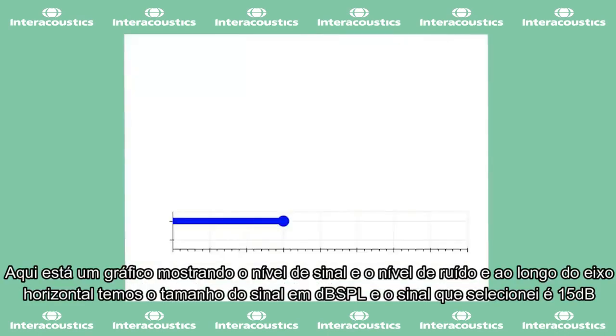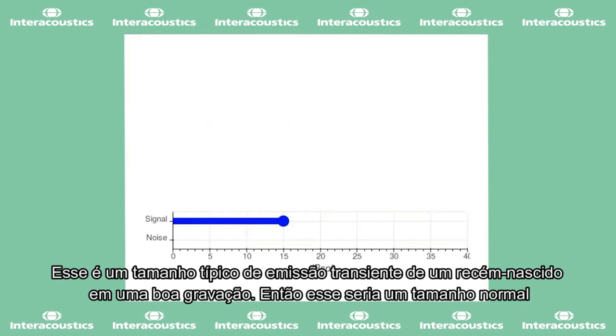So here's a graph showing the signal level and the noise level, and along the horizontal axis there we've got the size of the signal in decibels, SPL, and the signal there I've selected is 15 decibels. That's a typical transient emission size from a neonate in a good recording. So that would be a typical size.